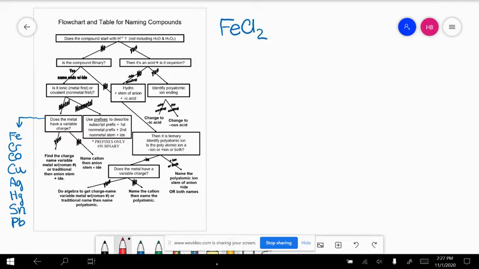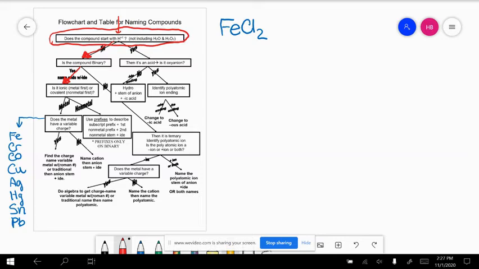FeCl2? So we'll start at the top and it says, does this compound start with H+? Well, iron's in the first position. Hydrogen would have to be in the first position for you to say yes. So we're going to go down the no route. Does not start with H+. Is this compound binary? Yes. Iron and chlorine are the two components of this compound.